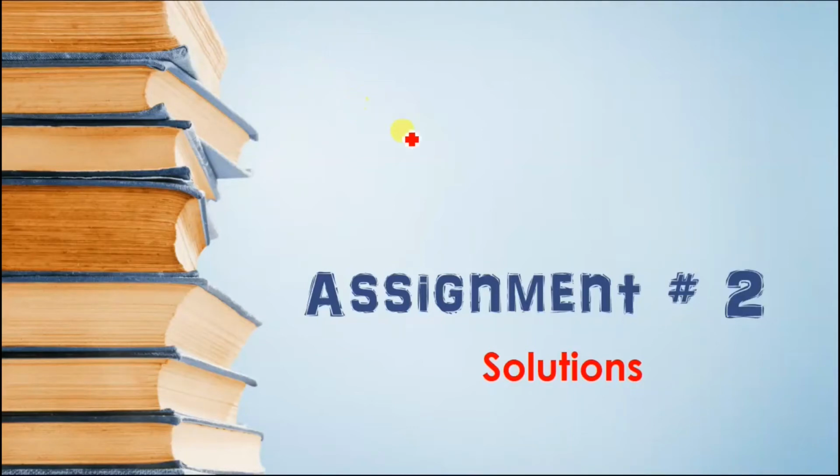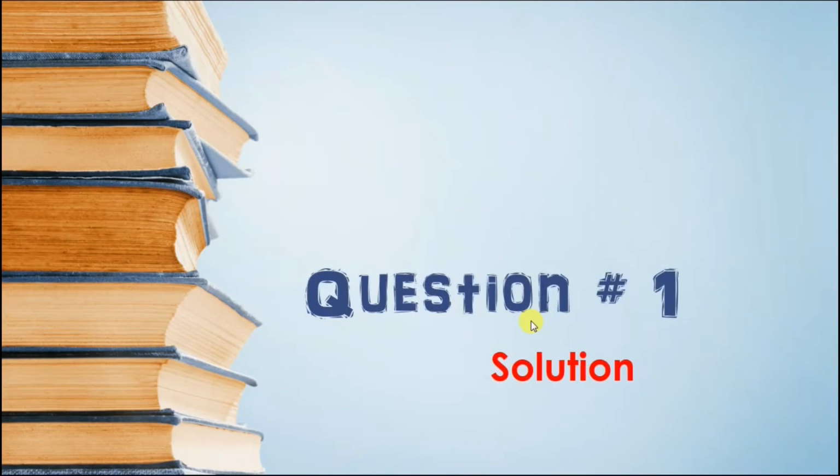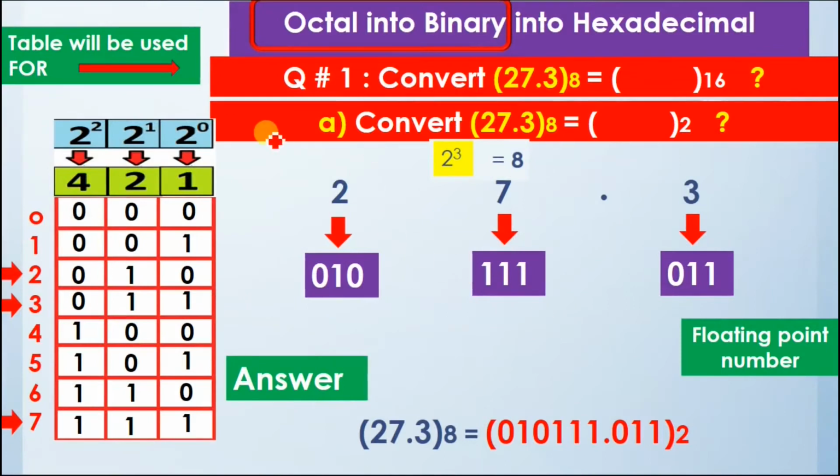So now we are going to look at the solutions of assignment number 2. First of all, we have question number 1 and we will look at its solution. In question number 1, we have to convert an octal number into hexadecimal. And the number is 27.3 in octal. Now we know that octal into hexadecimal conversion is not direct.